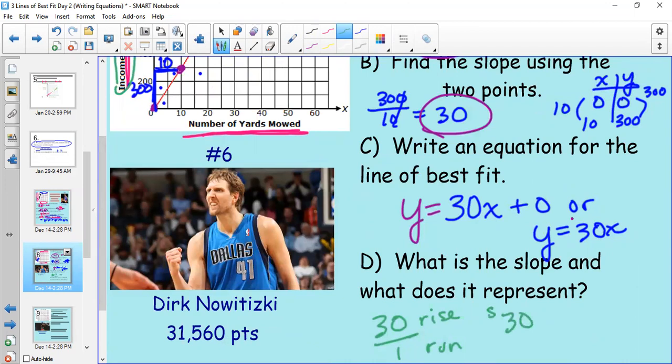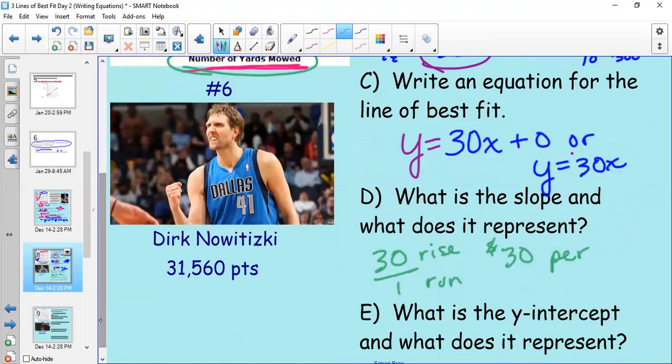So $30 per, and our run is yards. So they are making $30 per yard that someone mows. Now they're not talking about yard as in 3 feet. They're talking about like somebody's yard for their house, the entire yard. They don't make $30 for every 3 feet that they mow. They would be very, very rich if that was the case.